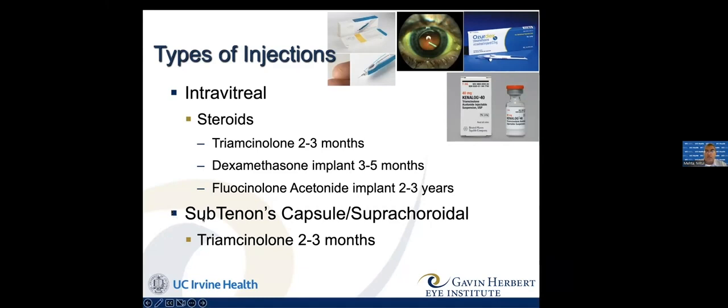And as I mentioned before, the subtenons injection, which is underneath the eye, and now there's a new way of injecting in the suprachoroidal space, which is actually in the outer coat of the eye, underneath the retina, through the wall of the eye. It's a new technique, and that can also be done. It's not currently approved for diabetes, but it's approved for inflammation. My guess is they'll probably get approval for diabetes at some point.